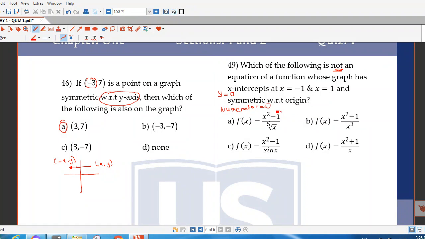The numerator should be 0. So let me look at the numerators. I have x squared minus 1, x squared minus 1, x squared minus 1, x squared plus 1. For these three cases, A, B, C, they are functions having two intercepts, +1, -1 as a solution. But we know the numerator of this function doesn't have any solution, so it cannot have any x-intercept. We were looking for the function which is not satisfying the given condition. I didn't need to use the remaining part. Answer is going to be D.